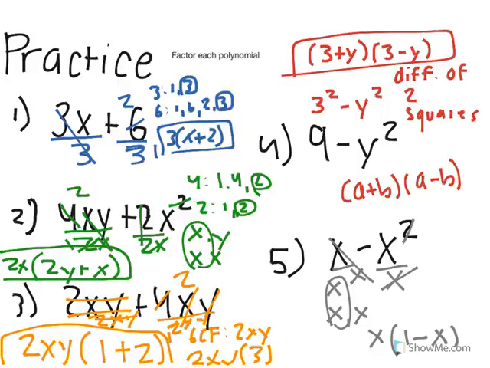Okay, this last one, there's no numbers to compare, so I listed out the variables. So this is for the first term, this is for the second term. I have x and then 2 x's, because x squared is just 2 x's. And I have 1 x in common, so I could take out 1 x. So I divide each term by x. This will just be 1. And if I have x squared divided by x, that's just 2 minus 1, so it's just normal x. So x times 1 minus x.